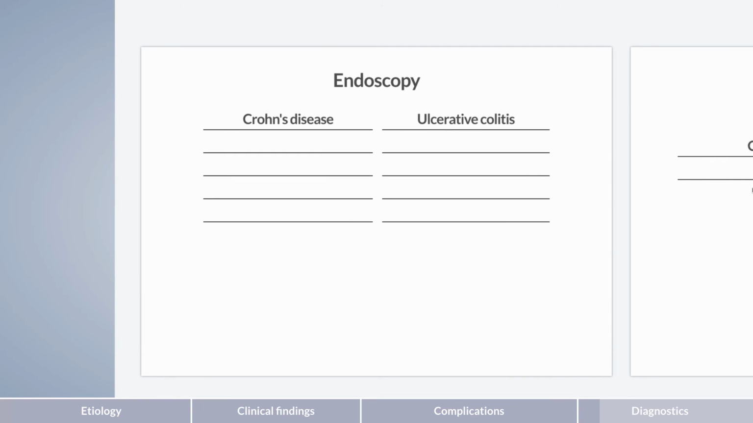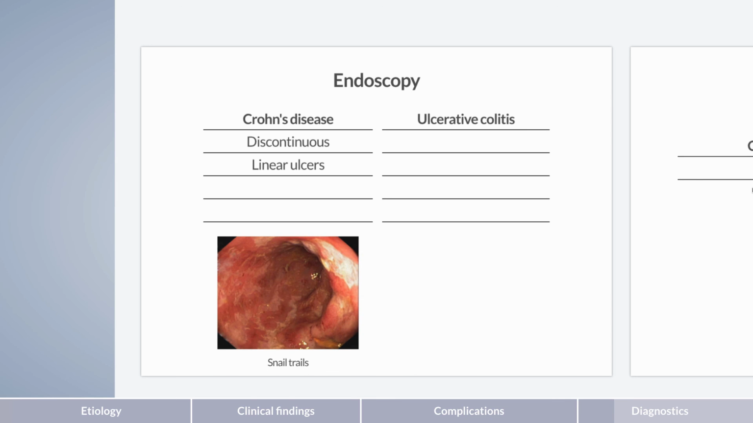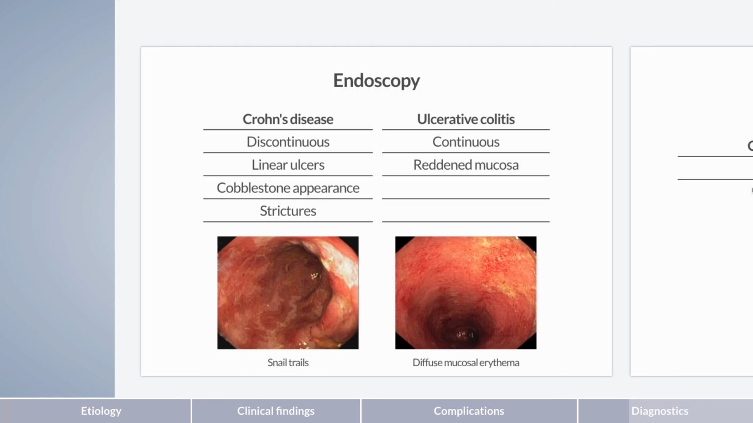Endoscopy. The gold standard in diagnosis is endoscopy. Typical characteristics in Crohn's disease are a discontinuous pattern of involvement, linear ulcers, also known as snail trails, a cobblestone appearance, and intestinal strictures. In contrast, ulcerative colitis shows a continuous pattern of involvement, with other typical characteristics including a reddened mucosa, bleeding on contact, and superficial ulcers.